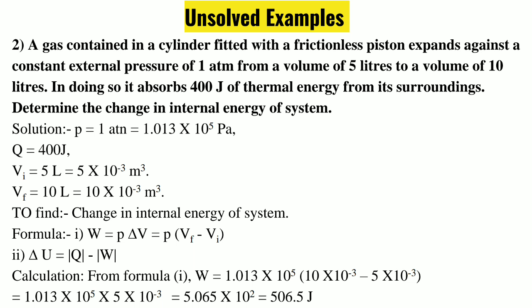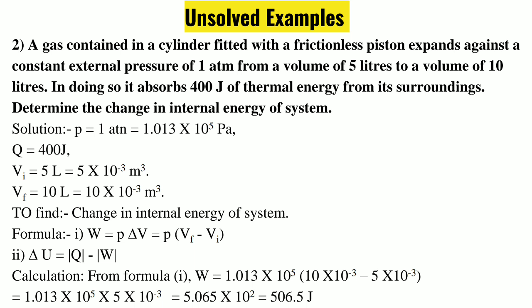Okay, let us start with the second numerical. A gas contained in a cylinder fitted with a frictionless piston expands against a constant pressure of 1 atm from a volume of 5 liter to a volume of 10 liter. In doing so, it absorbs 400 joule of thermal energy from its surrounding. Determine the change in internal energy of the system.